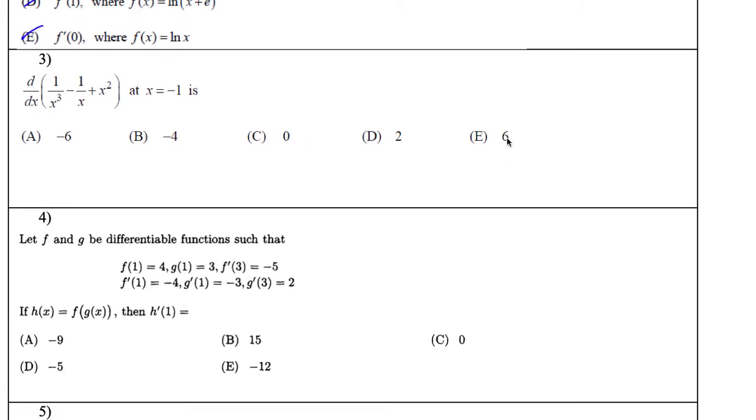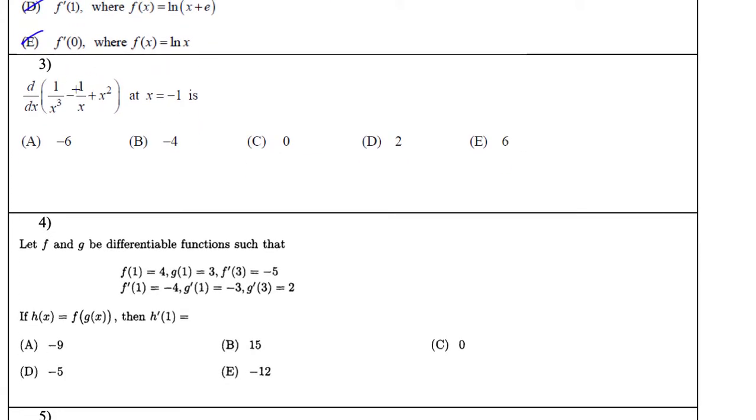Moving on to number 3. So we need to take the derivative of all those things. So this is kind of like where you take the derivative and you distribute it into each of those. So I'm going to take the derivative of each of these in turn. So I'm going to really take the derivative d with respect to x, and that's going to be of x to the power of negative 3.